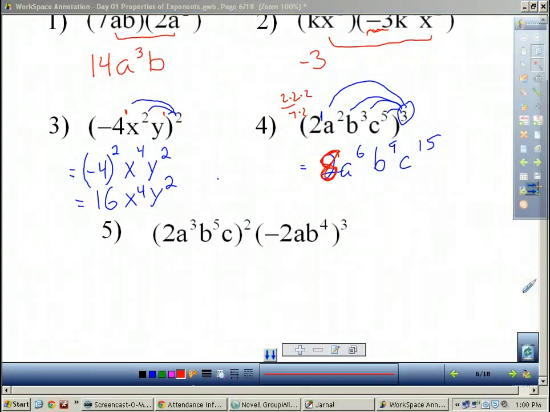All right, and 5 is when we actually put it all together. We'll do some more practice actually on the homework, so we'll skip this for now.